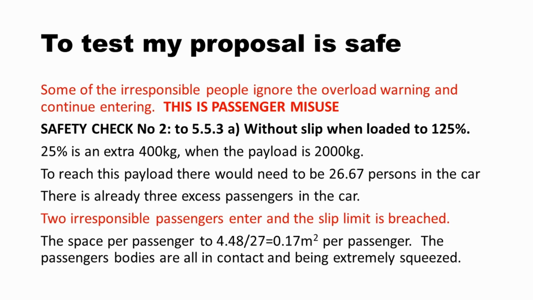Whilst overloads are mainly accidental, further passenger entry is deliberate and dangerous. Some of the irresponsible people ignore the overload warning and continue entering. This is passenger misuse. In the example, 3 more people can bring the payload above 125% of rated load, and the lift could slip from the landing. To achieve entry, all passengers would be squeezed into 0.17 square meters of space, which is physically unacceptable.